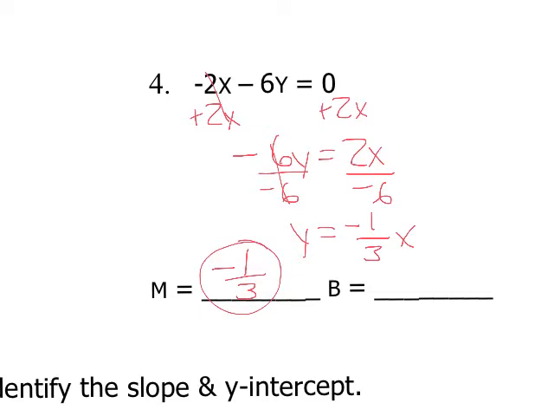Okay? If I had to add something back here, but I did not want to change the equation, it would have to be a plus 0, right? Plus 1 would change it. Plus anything else would change it, but 0 would not. So that's when I know my y-intercept is 0.